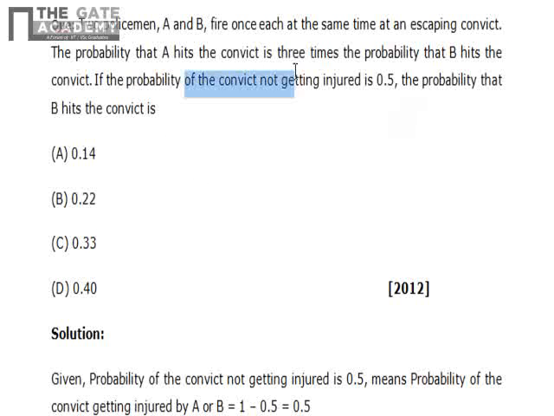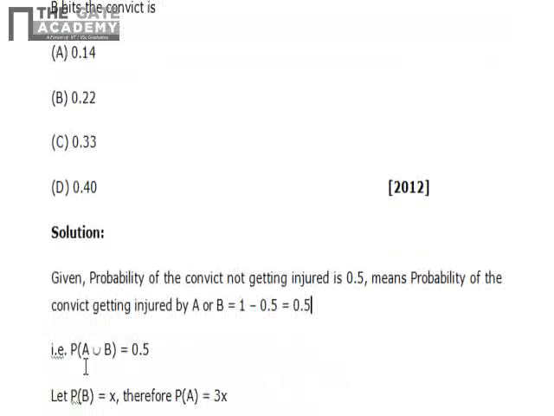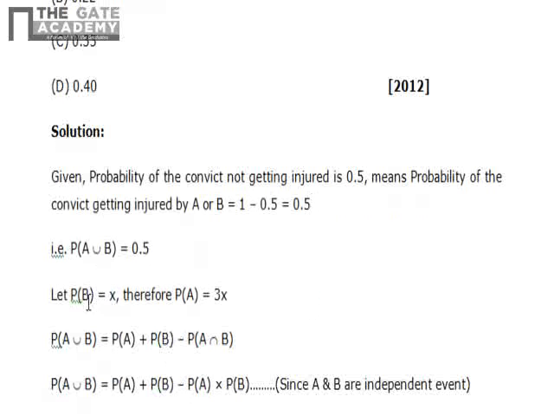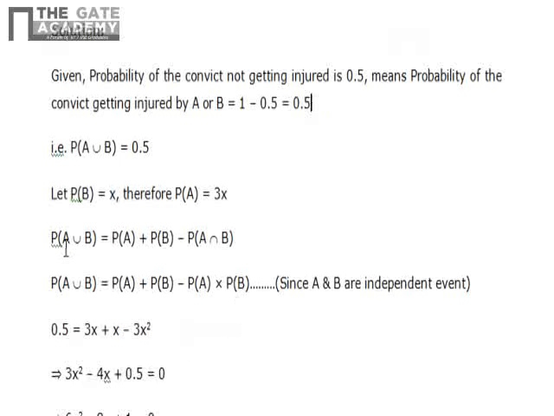Here the probability of the convict not getting injured is 0.5. So the convict getting injured will be 1 minus 0.5, that is equal to 0.5. That means P(A union B) is 0.5. Now we can assume P(B) is equal to X, therefore P(A) will be 3X. So if we put these in the formula, P(A union B) is 0.5, P(A) plus P(B), that is 3X plus X, minus P(A intersection B), which is equal to P(A) into P(B), because these two are independent events.